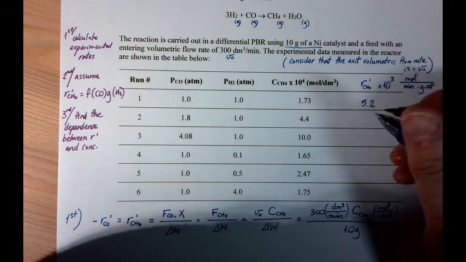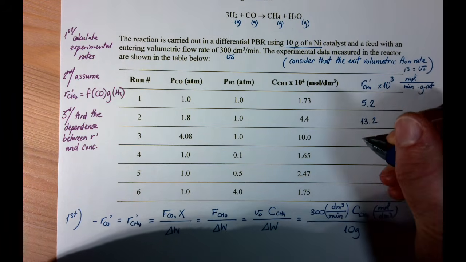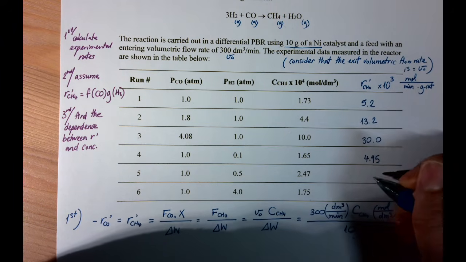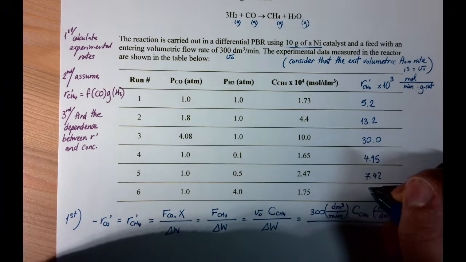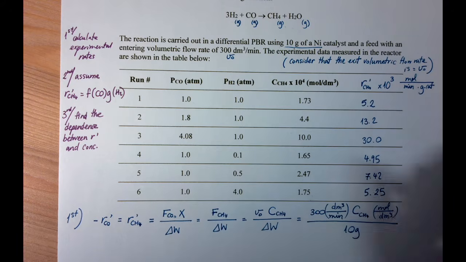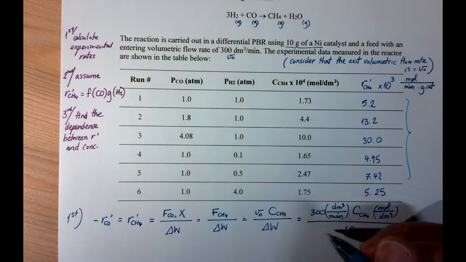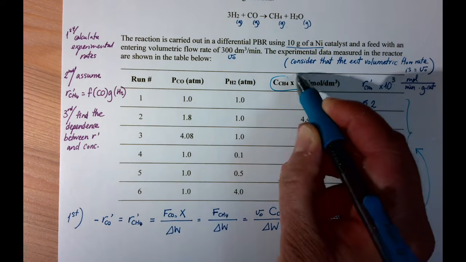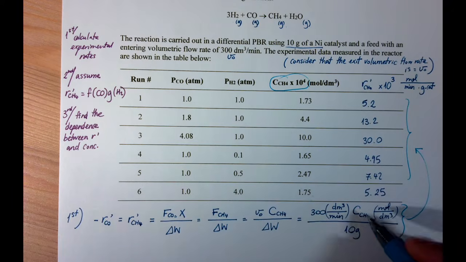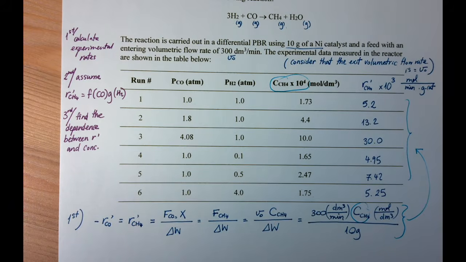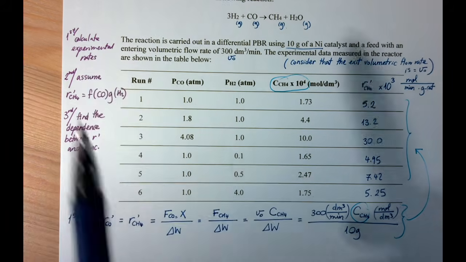The next one will be 13.2, 30.0, 4.95, 7.42, and 5.25. So all of these numbers are coming from this equation, using this concentration over here. Okay, so we've got the rates, we've calculated the experimental rates.